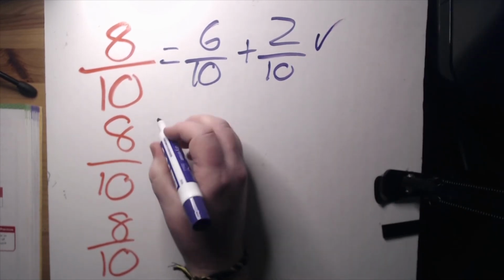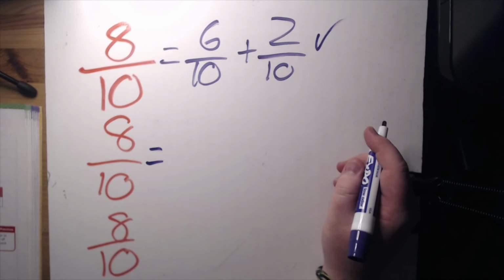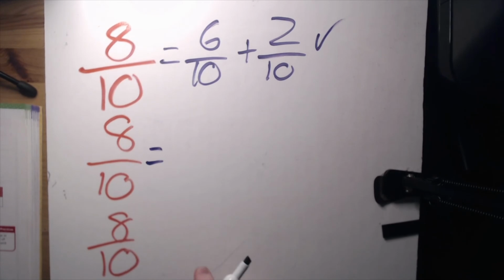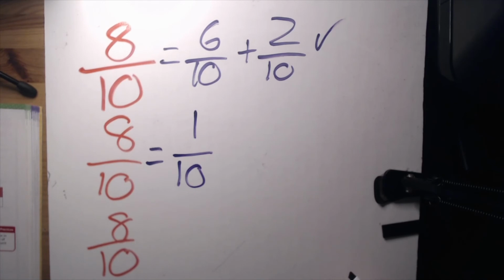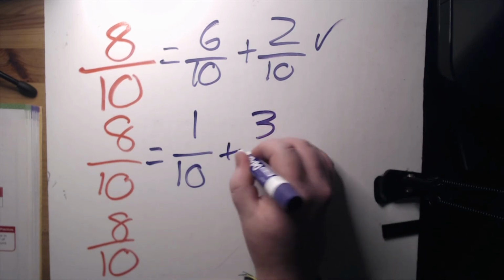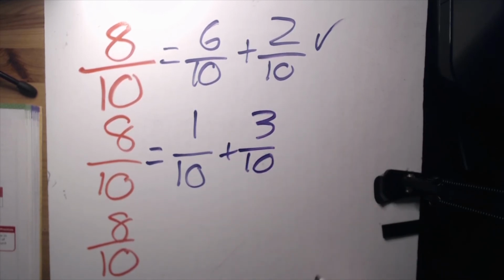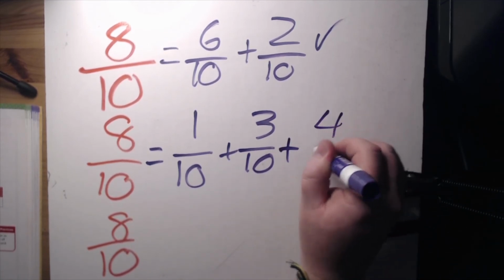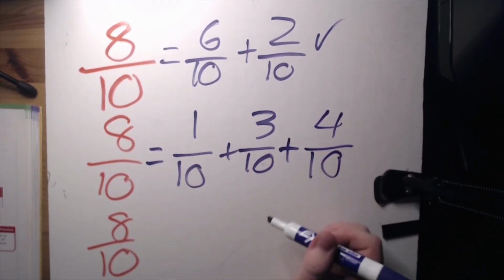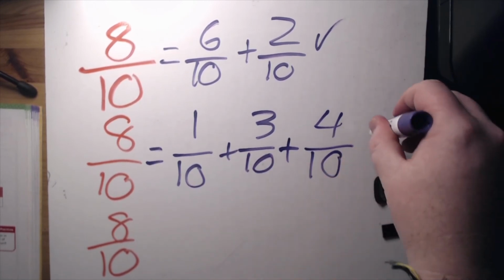Check. Next. 8/10. I need to get to 8/10. Let's do a unit fraction. So 1/10. And then let's pick another number. 1/10 plus someone, come on, help me out. 3, I like that one. 3/10. Does that add up to 8? No. 1 plus 3 equals 4. Well, 8 minus 4 is 4. Let's go ahead and put 4/10 right here. 1 plus 3 is 4, plus 4 is 8. This one, check.